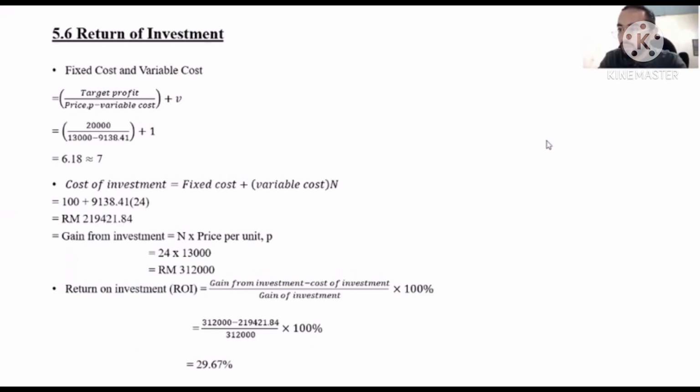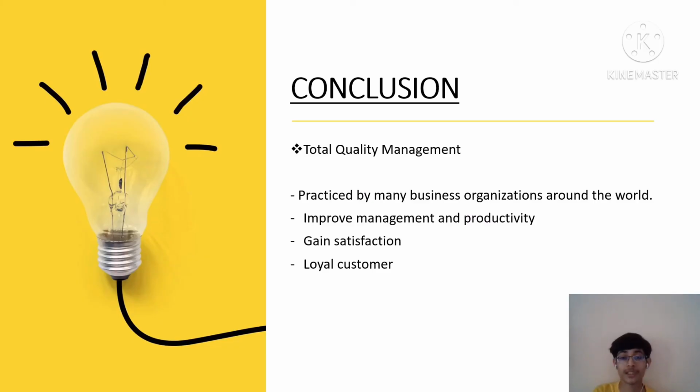So the cost of investment is equal to fixed cost plus variable cost, which is N, and the gain from the investment is N, which is the variable cost, times the price per unit P, which is 24 times 13,000, equivalent to 312,000... 3,120 ringgit. The return on investment is around 29.67%. So now I'm going to explain the conclusion.